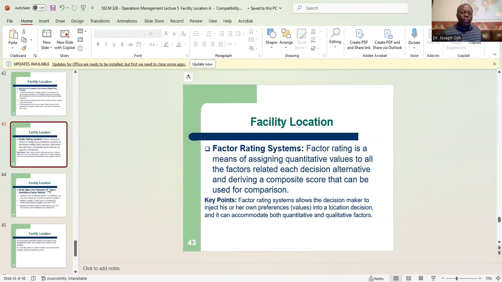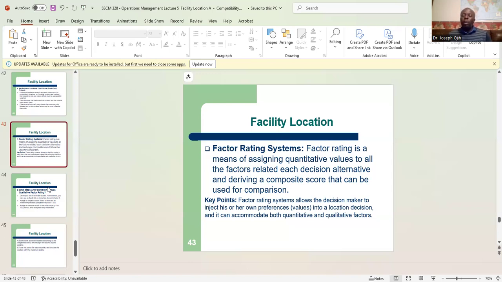Now, under the factor rating system, as the name implies, we assign quantitative values to all the factors related to each decision alternative. And then we derive a composite score that can be used for the comparison. So this rating and the score we give depends on how the operation manager feels about the factor with respect to how important it is to the company when it comes to locating it at a particular country or region.